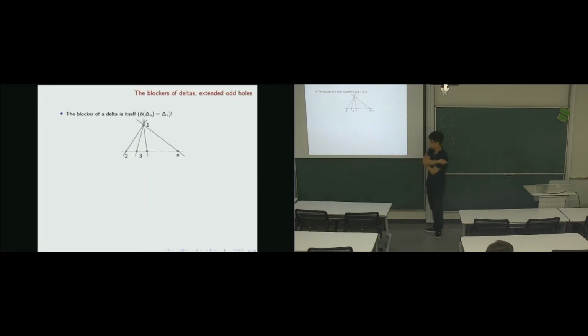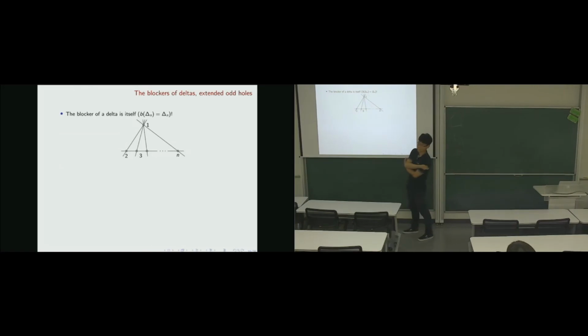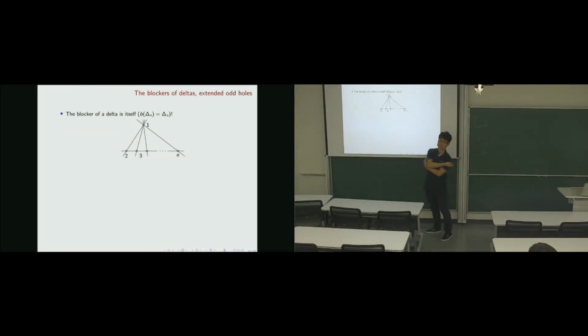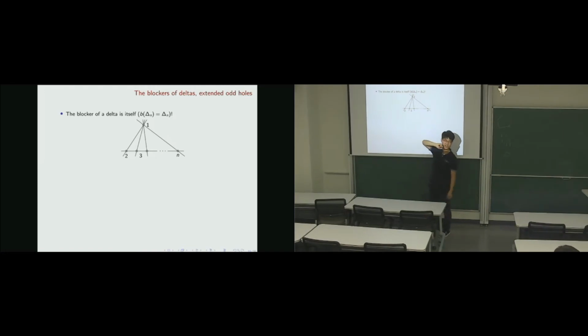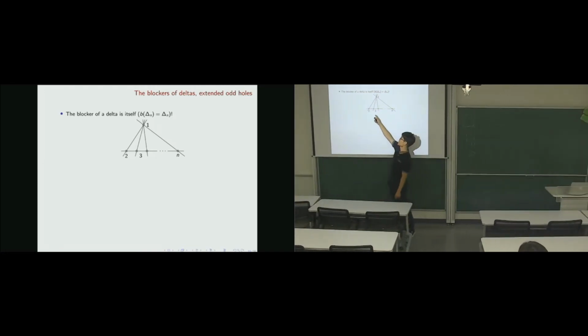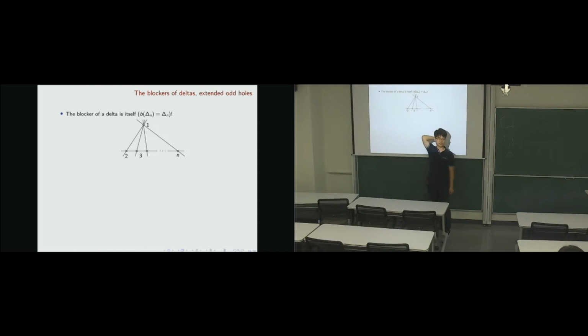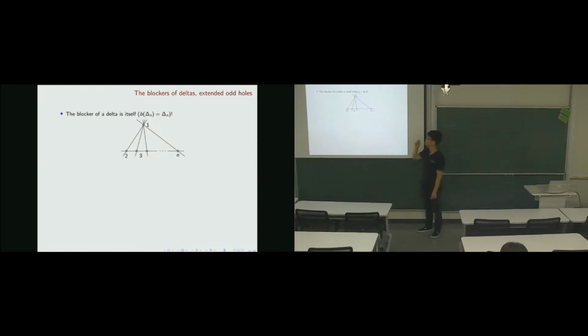But the blocker of a delta is actually itself. So we just need to show that the minimal covers of a delta form the same set. If your cover contains 1, then it's enough to collect one of these n-1 points. Let's say if you collect 1 and 2, then it will intersect all lines, right? But if you don't pick 1, then you have to pick all the points of the line. That's the argument. Okay.